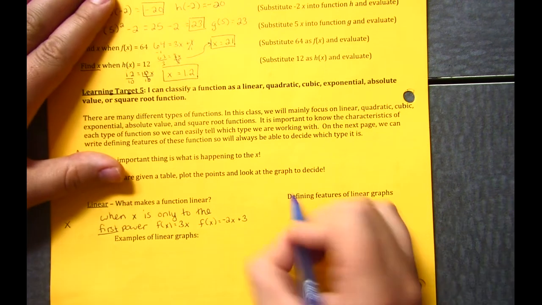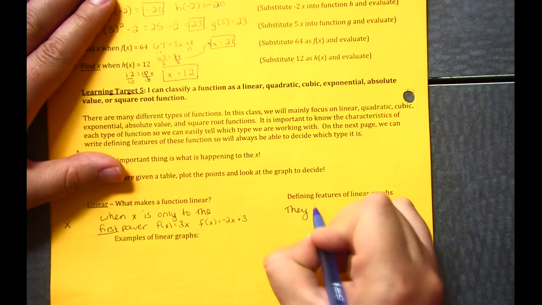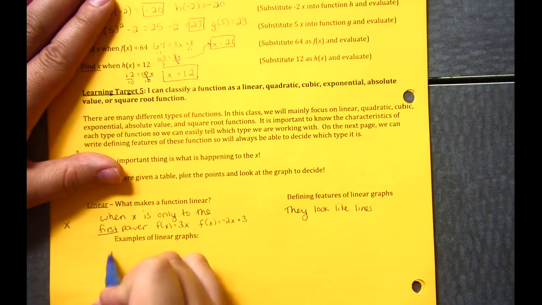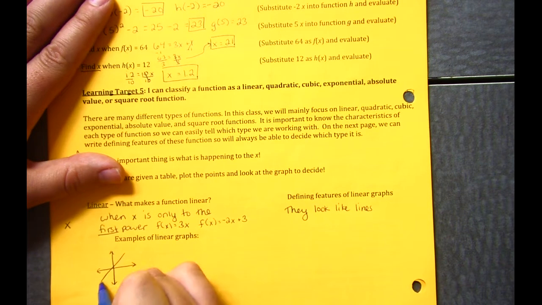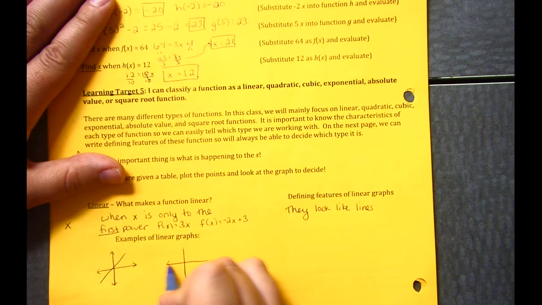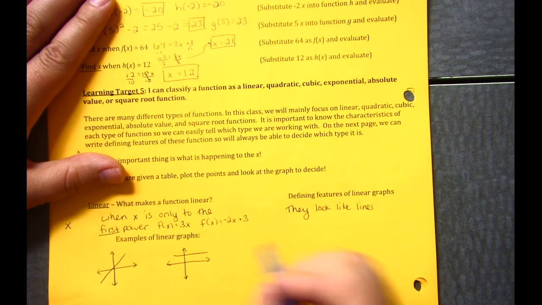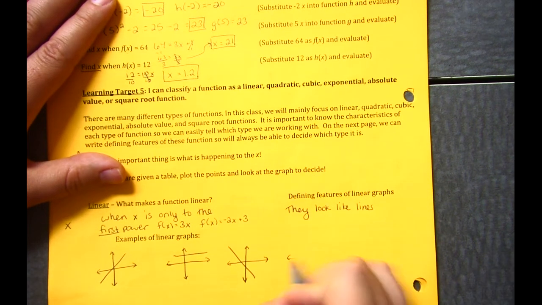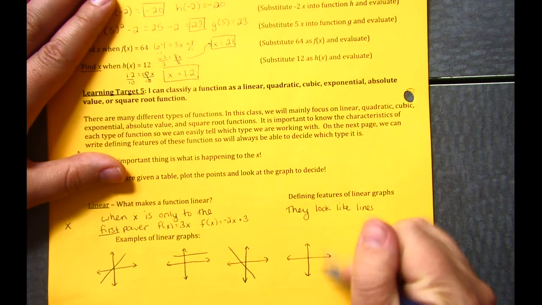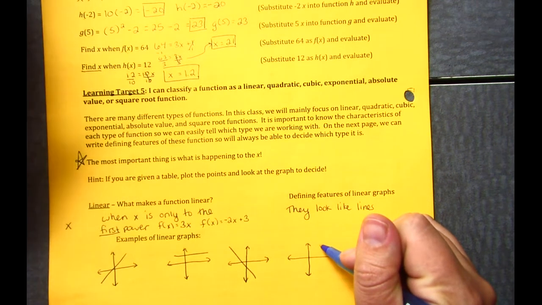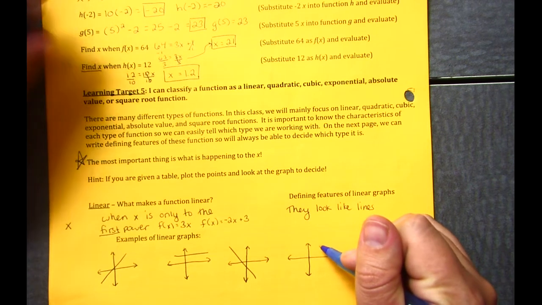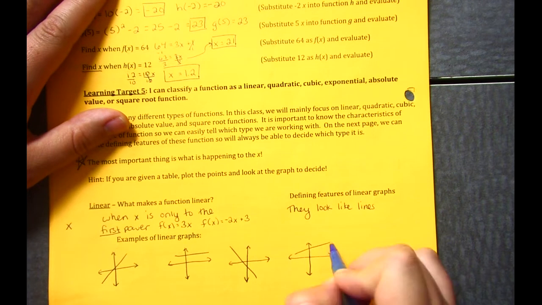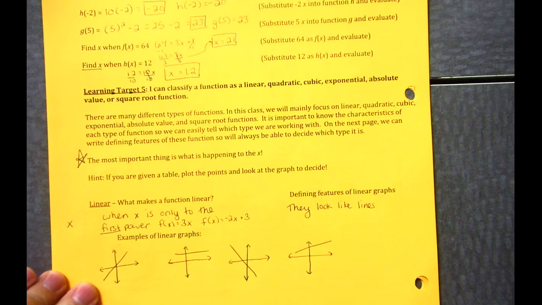Defining features of linear graphs, well, linear graphs look like lines. They look like lines. So some examples are a line, or a line this way, or a line that way. Now, a vertical line would still be a line, but it would not be a linear function because remember, a vertical line would not pass the vertical line test, so it's not actually a function at all. So we'll just do that. Okay?